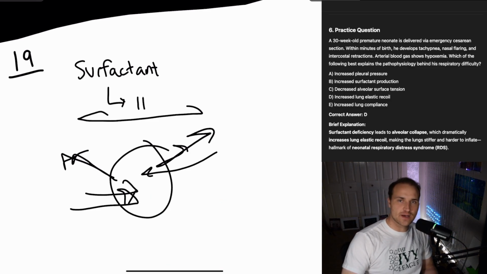And then compliance is about how easily the lungs expand. So more negative pleural pressure would be needed to expand the lungs because of the poor compliance. So no, that's not the reason behind his respiratory difficulty. Increased surfactant production? No, it's the opposite. It's decreased, which increases the surface tension. Increased lung compliance? Their lungs collapse, so compliance is reduced.